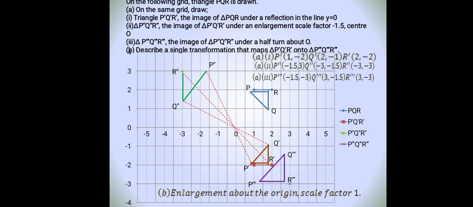So I was on B. Describe a single transformation that maps triangle P'Q'R' onto triangle P''Q''R''. Now you can see I have clearly drawn that, and I'm sure it is easy to follow.